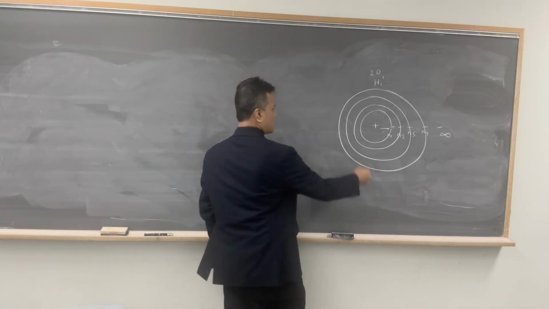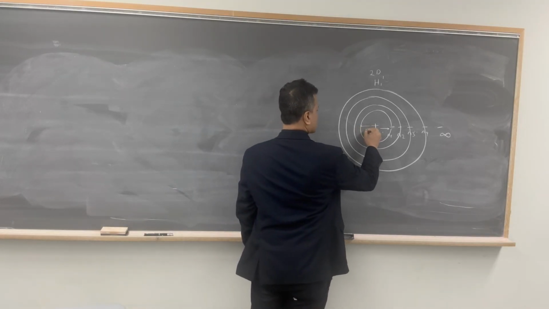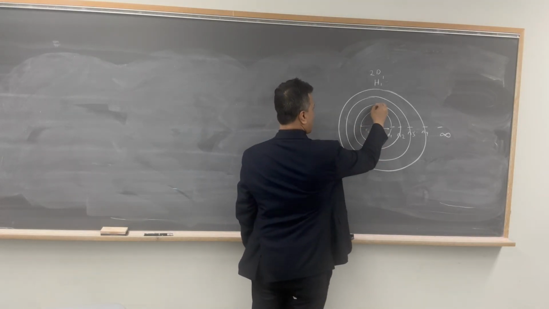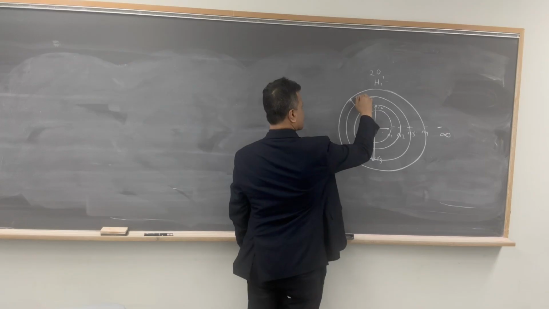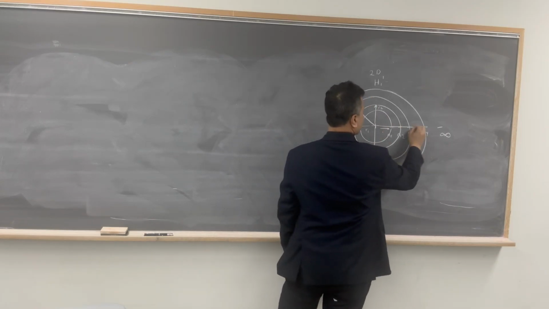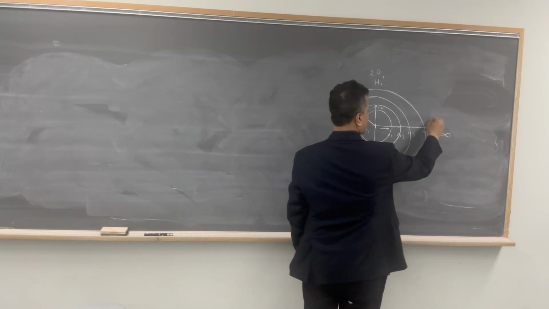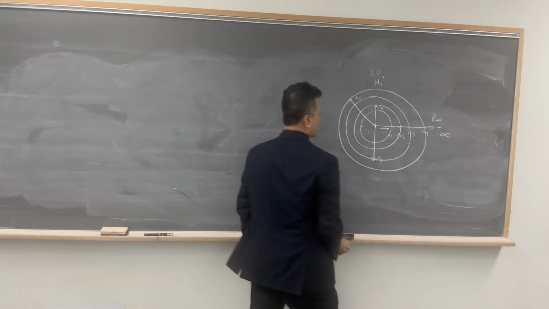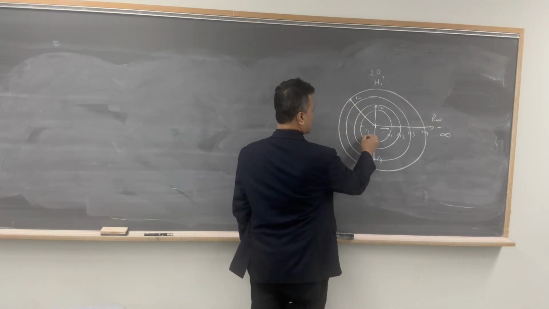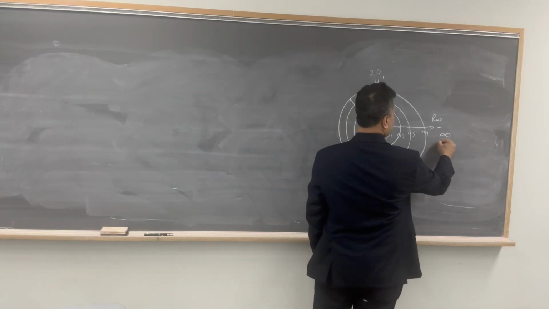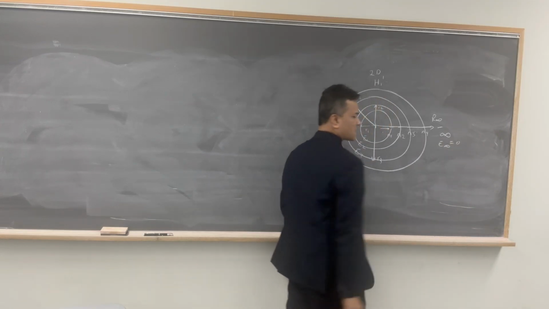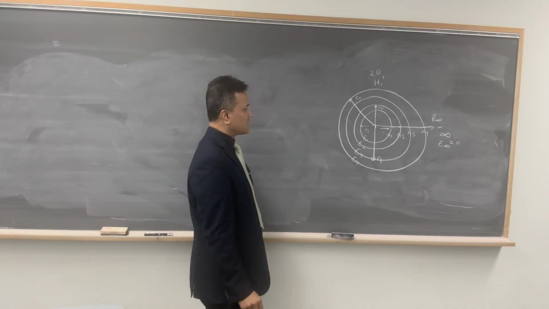So what does that mean? This one is r1, radius 1. This one is r2, radius 2. This one is r3, radius 3. And this one is r4, radius 4. And of course this one, what are you thinking? This one is r infinity. When you have n1, you have E1. At n2, you have E2. At n3, you have E3. At n4, you have E4. And at n infinity, you have E infinity, which is 0, which we'll explain in a second.